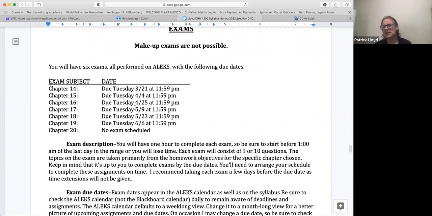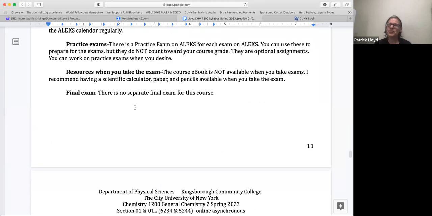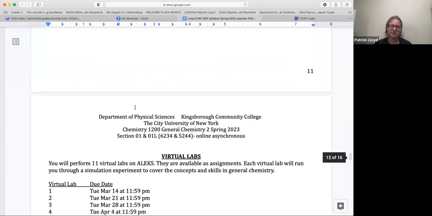So some people might even want to take them weekly, and then you would actually be done with them halfway through the semester approximately. But you also would be doing the homework. You want to keep up with the homework and having them done as well. There is no separate final exam for the course.